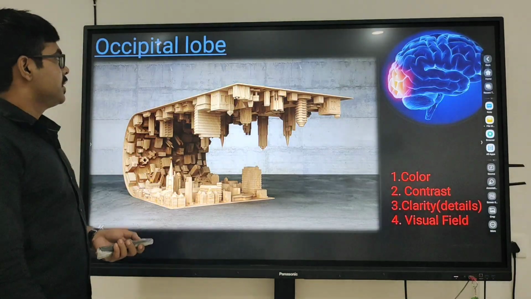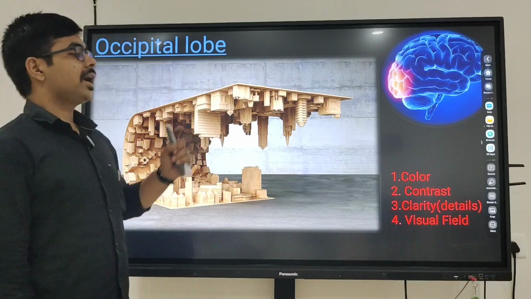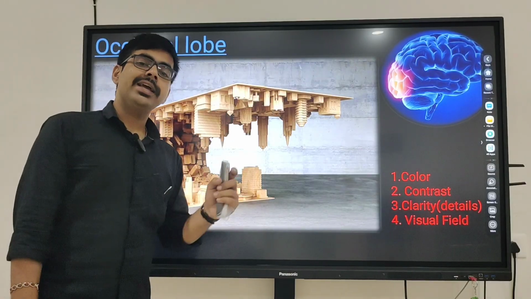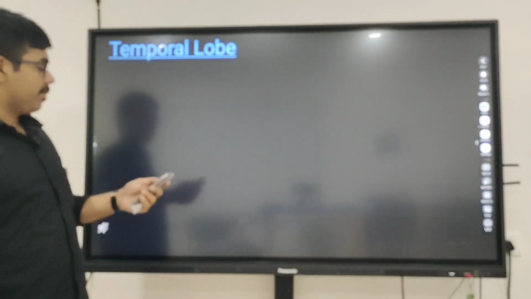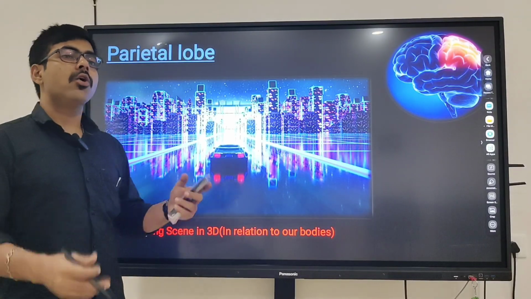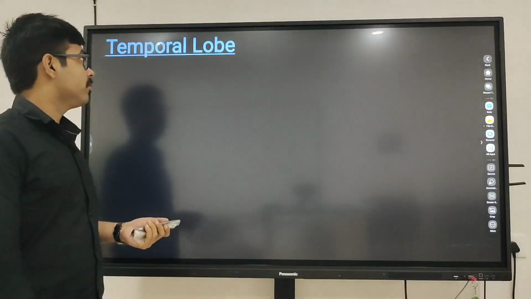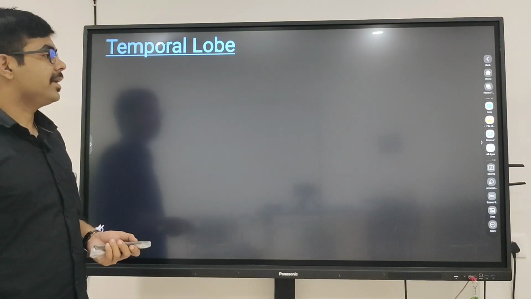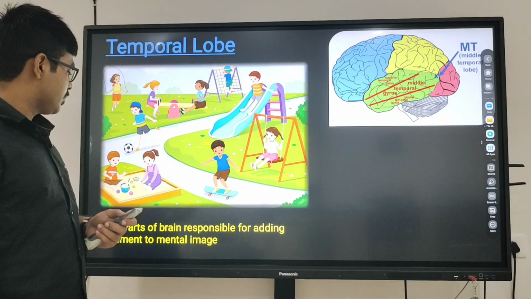Next we can see how the occipital lobe is seeing. The occipital lobe's main functions are color vision, contrast, clarity as well as the visual field. Next, the parietal lobe does the 3D mapping, where we are and where the target is presented. That is done by the parietal lobe. The temporal lobe has multiple areas. Basically the middle temporal lobe adds movement to any kind of visual perception.